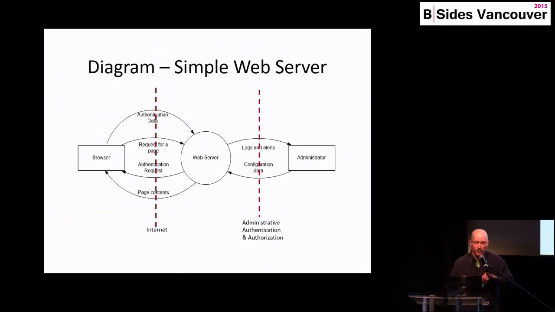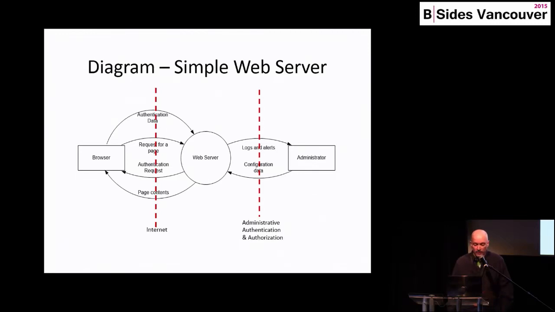So here's a diagram of a simple web server. I'm almost embarrassed to display this because it's so bloody simple. You've got the browser on the left. It talks to the web server back and forth. You assume that there is a user using that browser, traversing the internet, making authentication, authorization claims and calls and decisions and so forth.